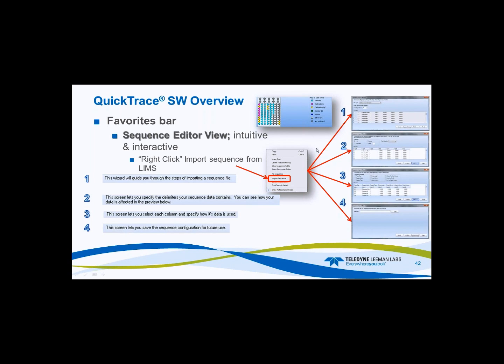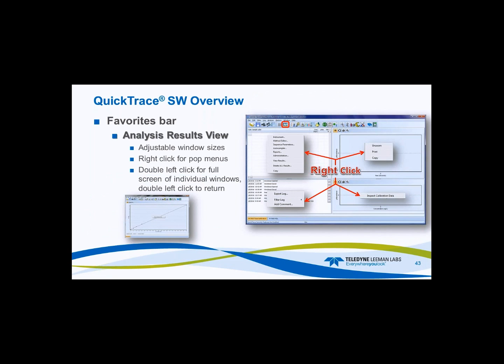It'll also load up the auto sampler guide with the color code so you can see what the samples are and where they're located. Under the analysis results view, you can adjust the window sizes, and you can right-click in any one of those screens and you get the pop-up menu.